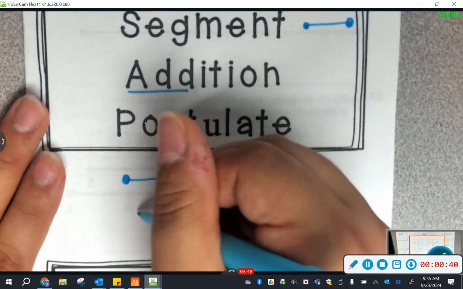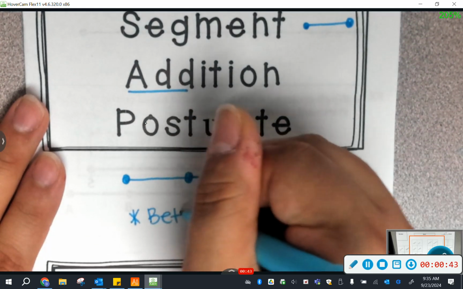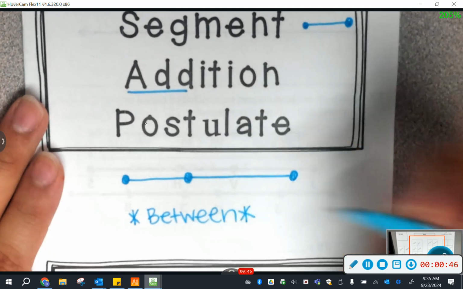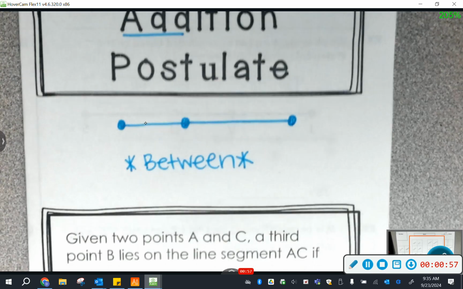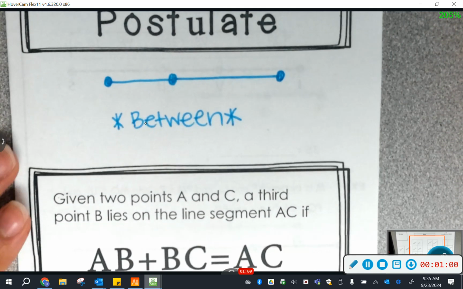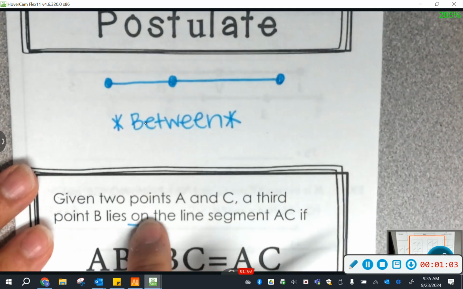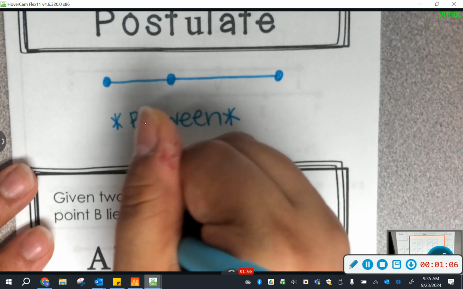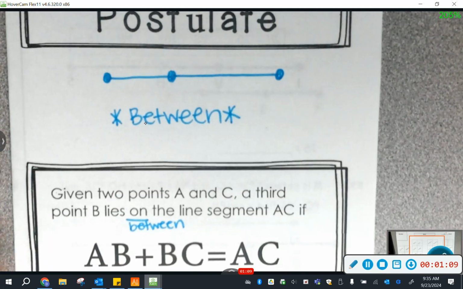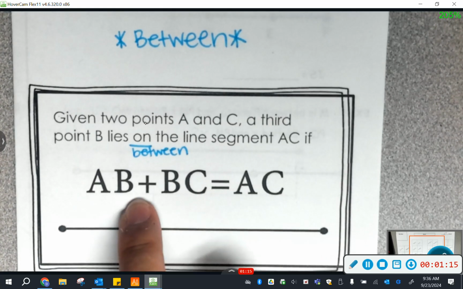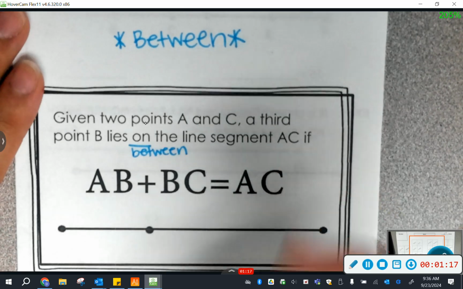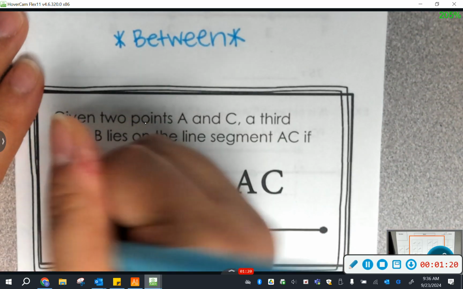Often, whenever we do this postulate, you are going to see the word between. That is a key word that tells you I need to do segment addition. So what is segment addition? Given two points A and C, a third point B lies in, on is correct, but a word you're going to see more often is between, the line segment AC. Because of this, we can say AB plus BC equals AC. So B is between A and C.